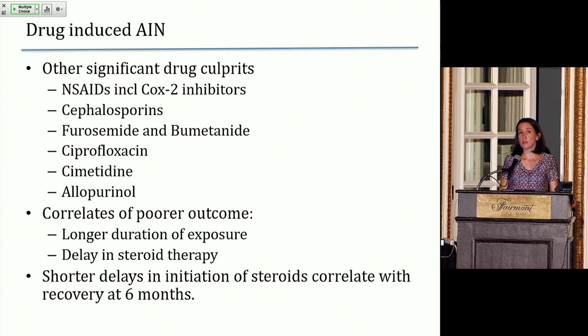So other causes of drug-induced interstitial nephritis, I could spend all the rest of the time just listing medications that have been linked with this, but the common ones we see obviously are non-steroidals, cephalosporins, diuretics, loop diuretics in particular are important. Ciprofloxacin, cimetidine, and allopurinol are common. And then what leads to poor outcomes in these patients is when they have a longer exposure in taking the culprit agent. And there also does appear to be a correlation between a delay in initiating steroid therapy and poor outcomes. So those that start steroids earlier tend to do better.